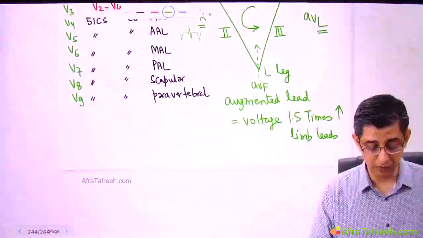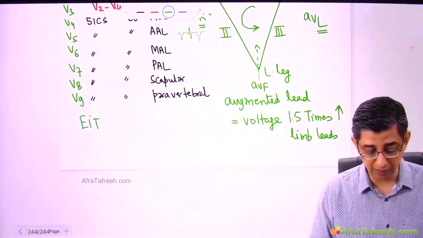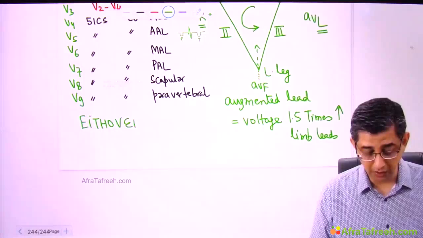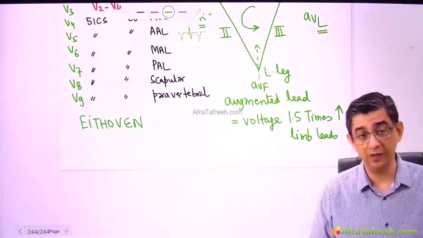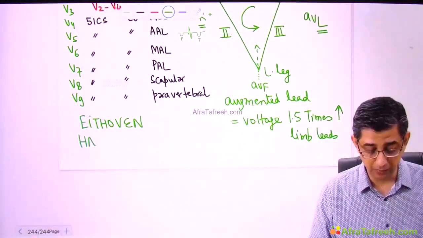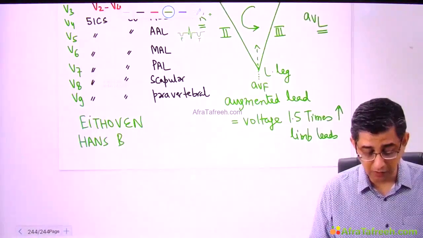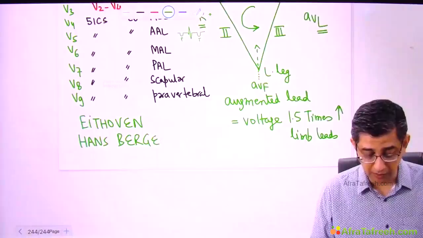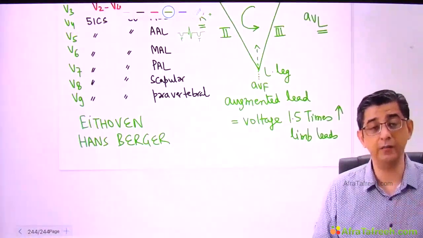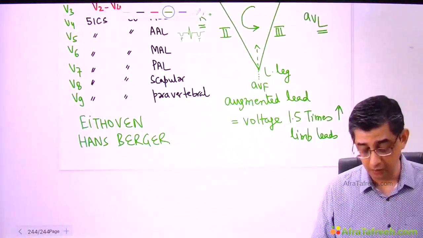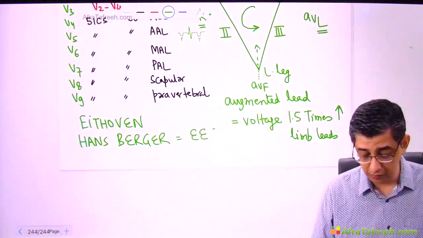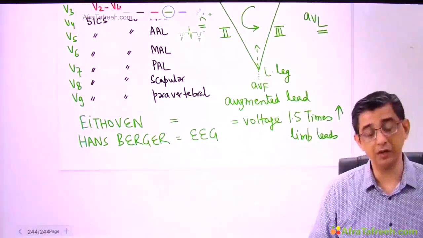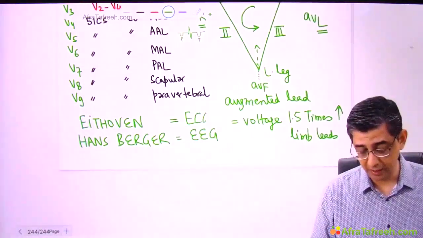Well, Einthoven was a very revolutionary and far-thinking individual who changed the way we look at medical science. In fact, at this juncture, I would like to name some important doctors who changed the way we look at medical science, or I would say they made the entire medical science very electrical. What I mean by electrical here is that EEG was invented by Hans Berger, whereas ECG was invented by Einthoven.